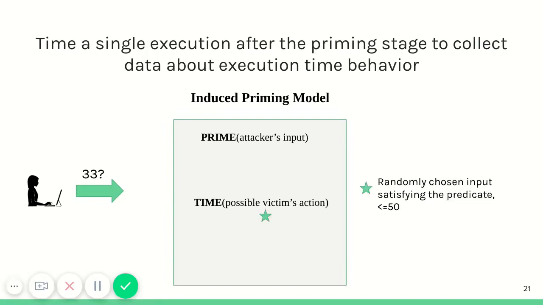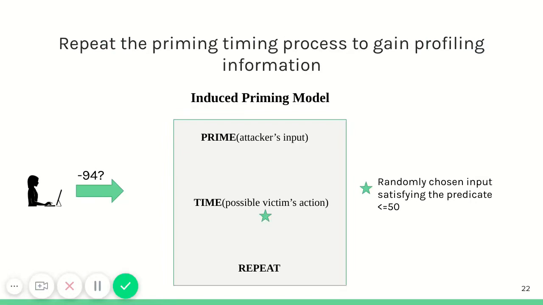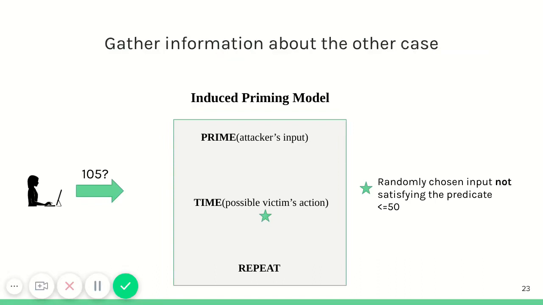The attacker will then repeat this priming and timing process, timing the execution of the program on new input, also satisfying the predicate of less than or equal to 50 each time. The end result will be an execution time distribution of the program's behavior under a primed runtime for input that satisfies the predicate. Then, the attacker will gather timing information for the other case, when the input does not satisfy the predicate. The attacker will prime the runtime just as before.